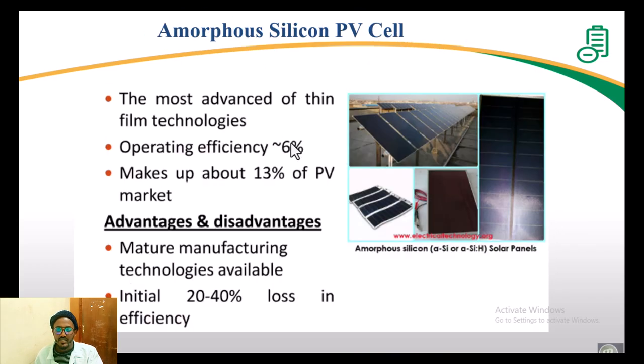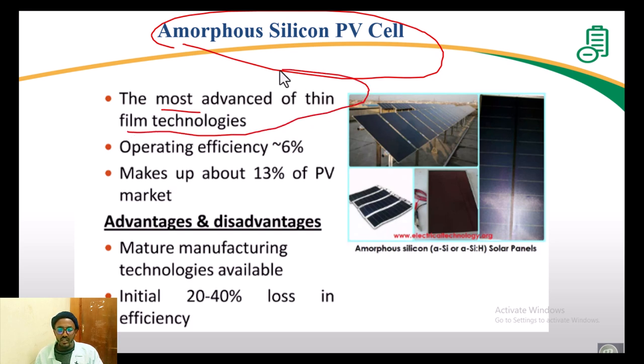So let's see the amorphous silicon PV cell. This one is the most advanced of the thin film technologies. Here we have an efficiency of 6%. It makes up about 13% of the PV market.